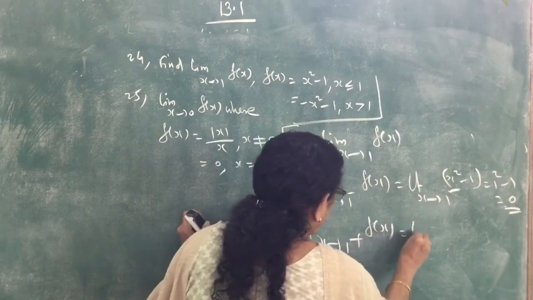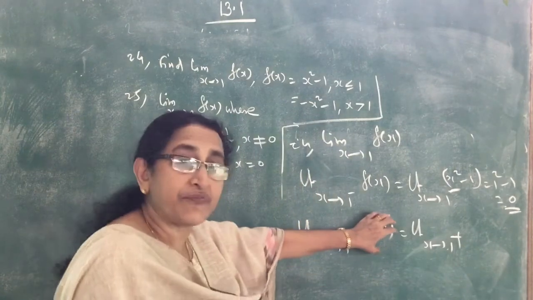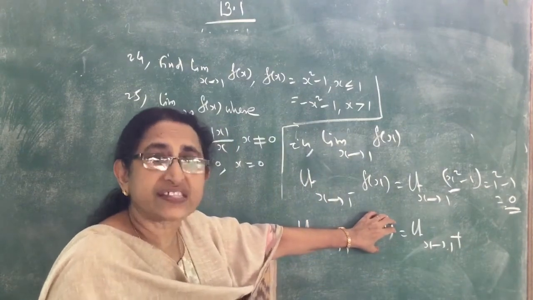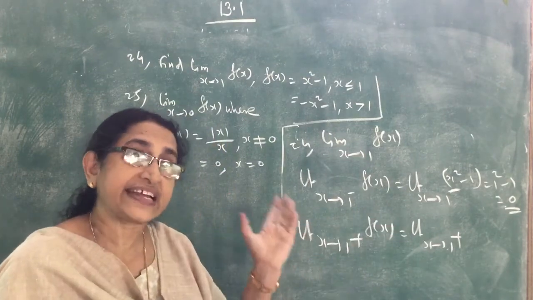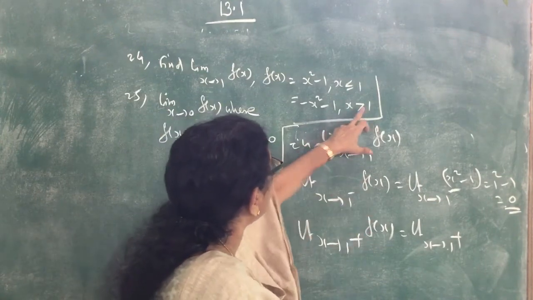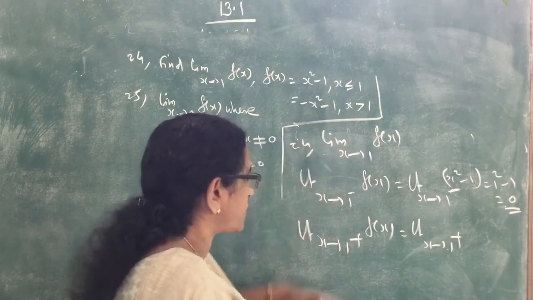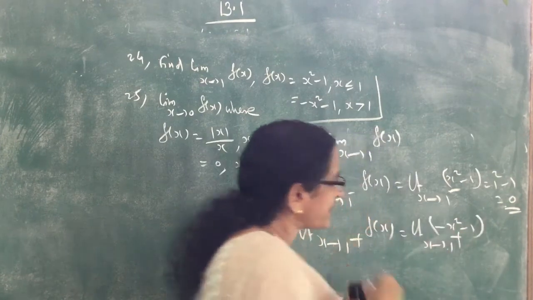That is equal to limit x tends to 1 plus. What is f of x? Before writing f of x, think: what is f of x when x is greater than 1? Right hand limit means x is greater than 1. So when x is greater than 1, f of x is minus x square minus 1. So minus x square minus 1. Now we can apply the limit.